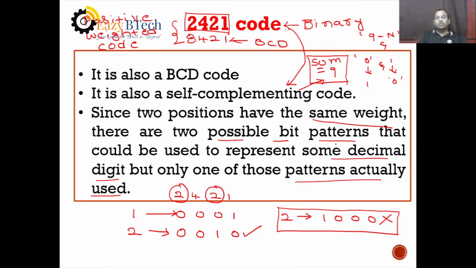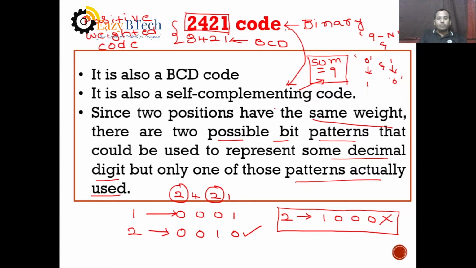You should be aware which representation is used. Otherwise, you will end up with the wrong way of representing the given decimal number, right? So in the next slide, we will see how to represent the various decimal digits by using 2421 code. It is also one type of binary code.